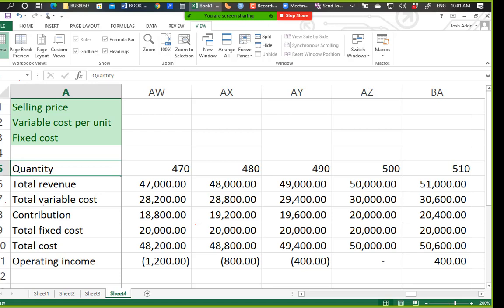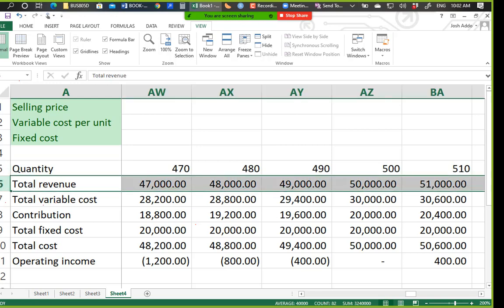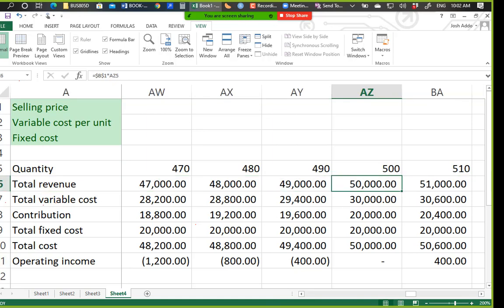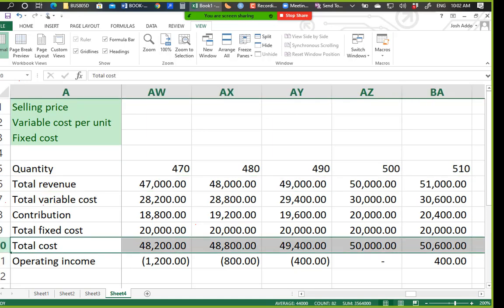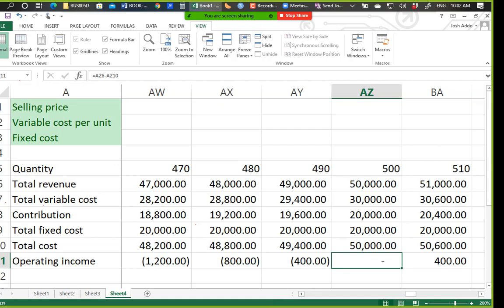Operating income is 0. Where operating income is 0, the point is that your total revenue, which is 50,000, is equal to your total cost, which is also 50,000. So you are able to just pay for all your costs, your variable and your fixed. Nothing is left. So this is the break-even quantity, 500. If you use the formula to calculate based on these same figures, you get your break-even quantity to be the same 500.